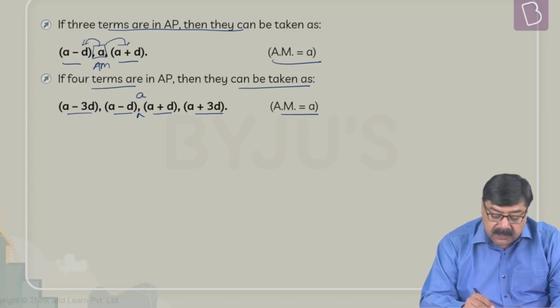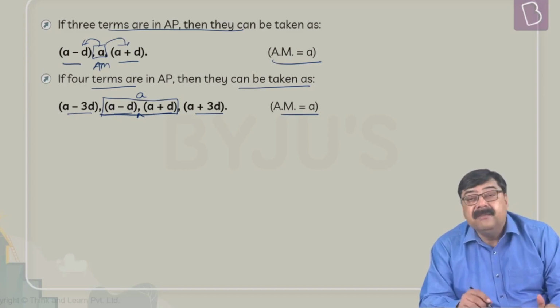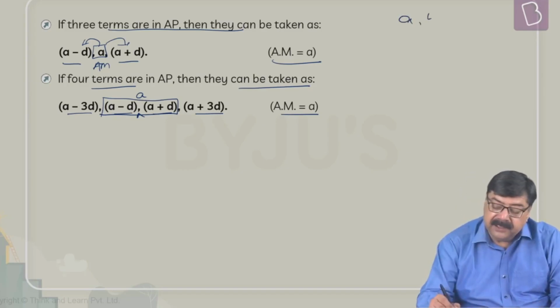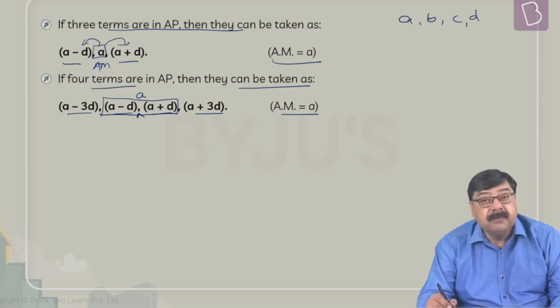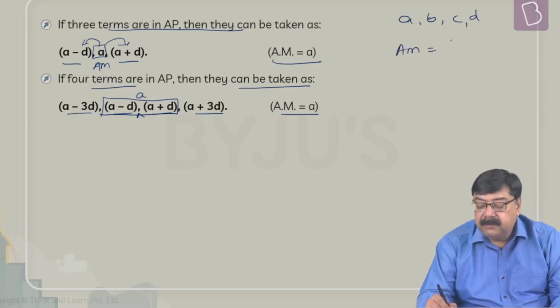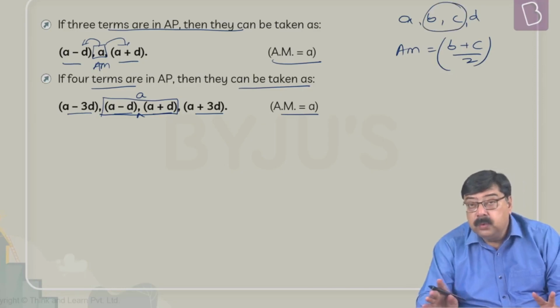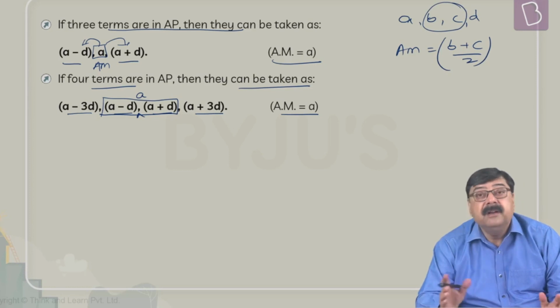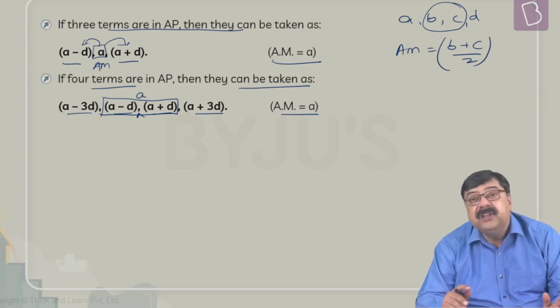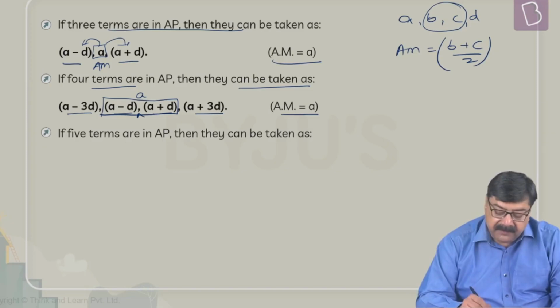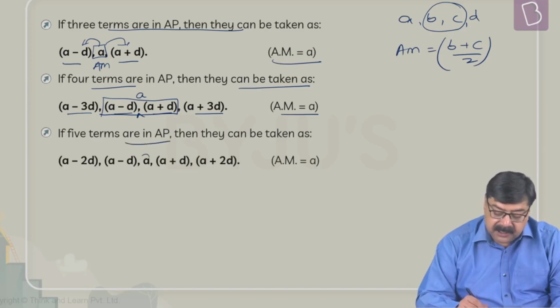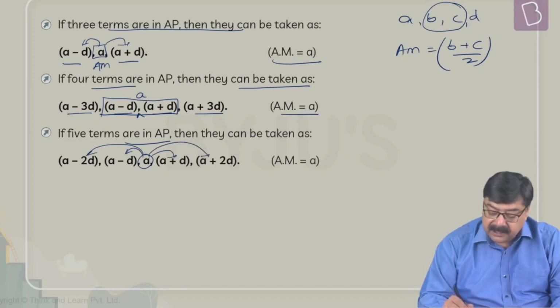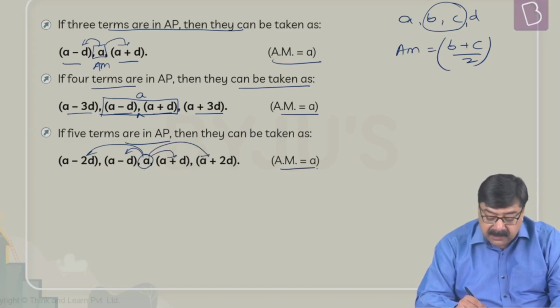In fact, for 4 terms, if we need to find out the arithmetic mean, we can add the second and third number and divide it by 2. So let us say that we have these 4 numbers a, b, c, d in an arithmetic progression. Then the arithmetic mean shall be (b plus c) by 2, that is the sum of the middle 2 numbers divided by 2, or the average of the middle 2 numbers. If there are 5 terms, they can be written as a, a minus d, a minus 2d, a plus d, a plus 2d. And once again, the arithmetic mean will be the middle number, that is a.